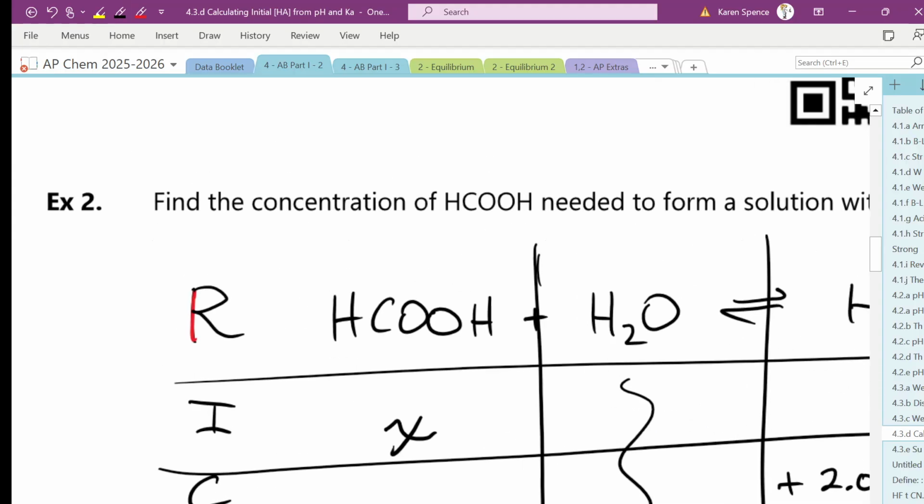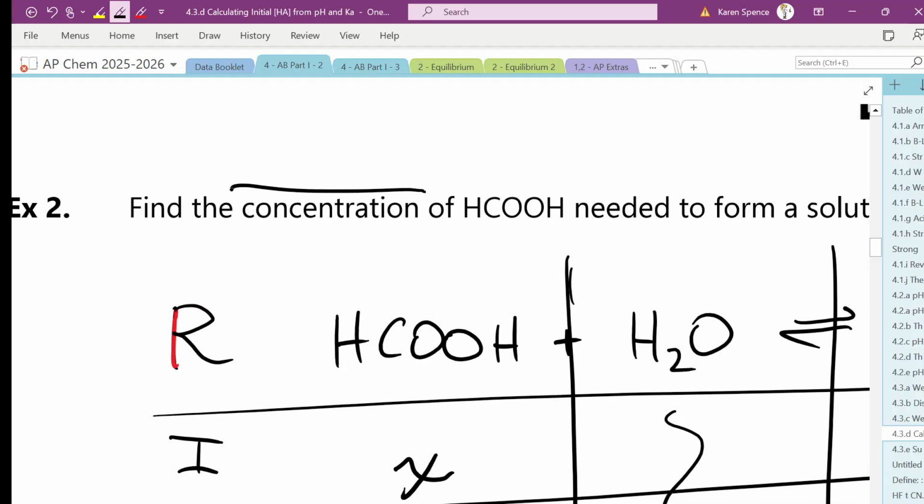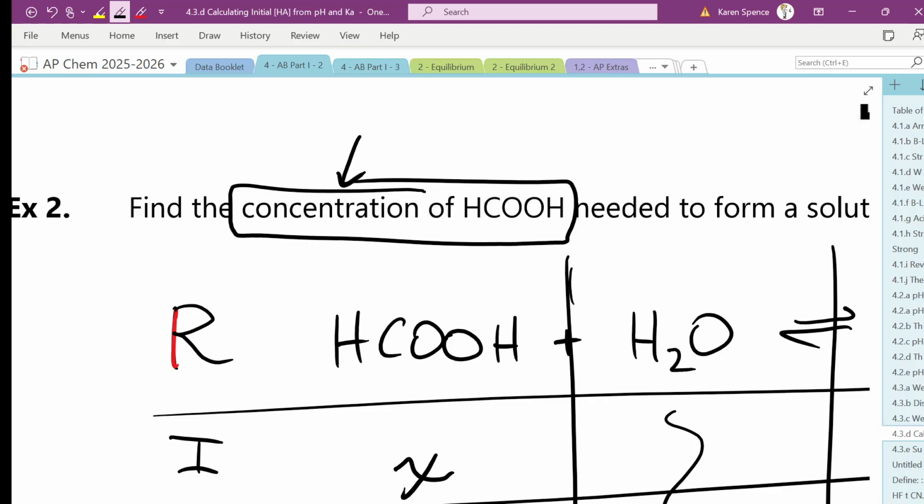One thing you should notice about this question is it just says find the concentration of the acid. It does not say initial concentration. So you need to know that whenever you're finding the concentration of the acid, that is always the initial. There's a reason I keep harping on that.